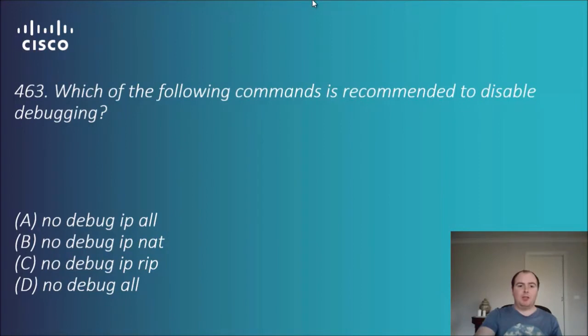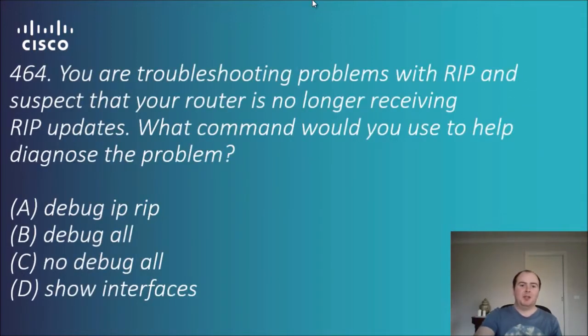Question 463, which of the following commands is recommended to disable debugging? We've got no debug IP all, no debug IP NAT, no debug IP RIP, and no debug all. If you want to disable debugging altogether, D, no debug all.